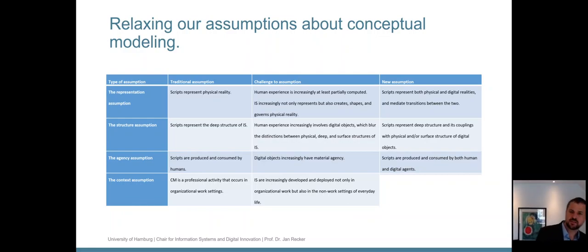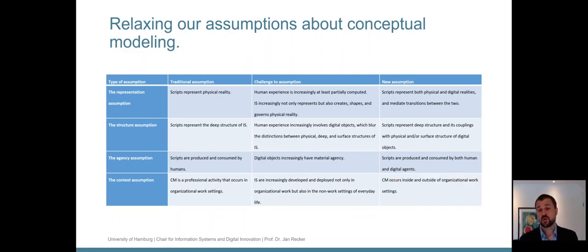Scripts are, of course, still produced and consumed by human agents, but also by digital agents, which means that we need to think more about who actually is the producer of these scripts and who is the consumer of these scripts. Do we have a human that builds a script for an algorithm, or an algorithm that builds a script for a human, or an algorithm that wants to talk to another algorithm?